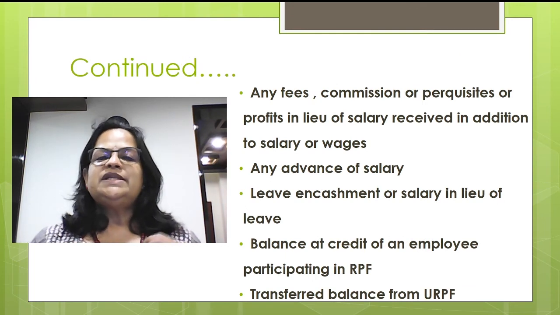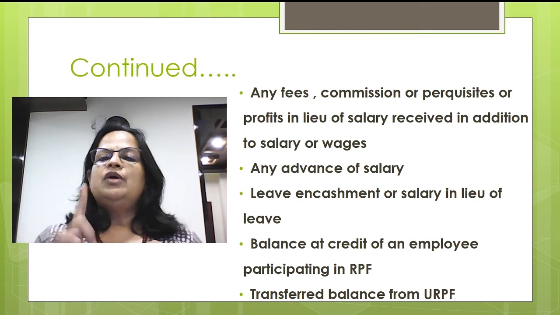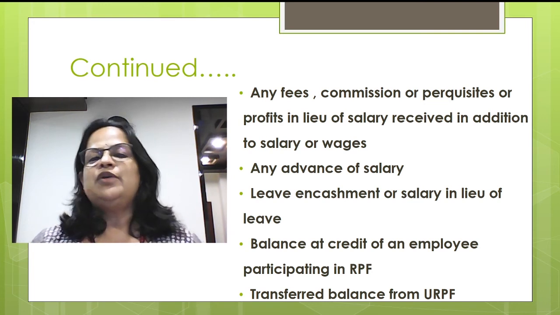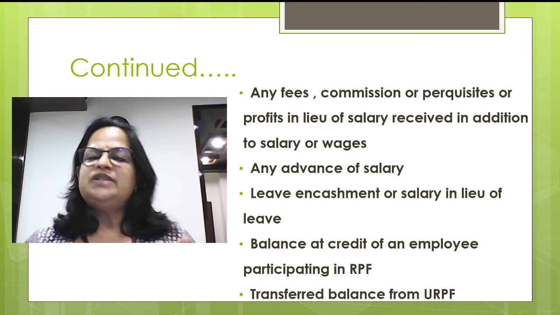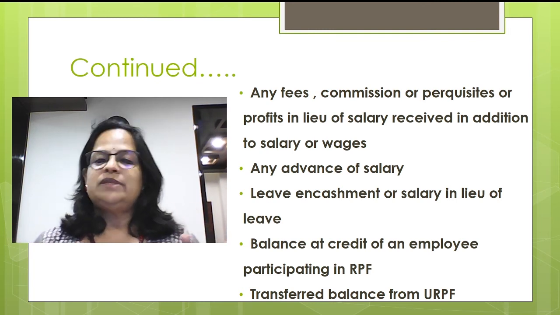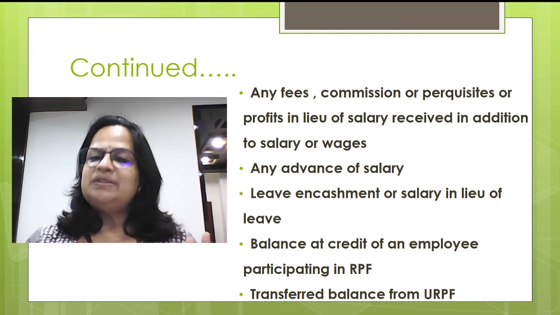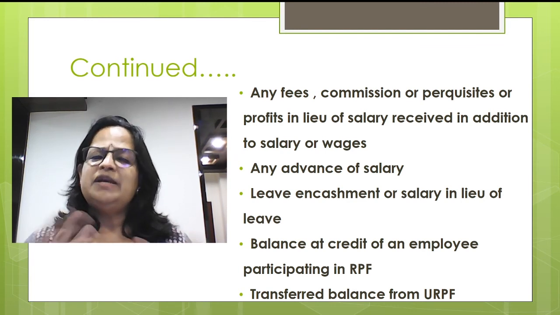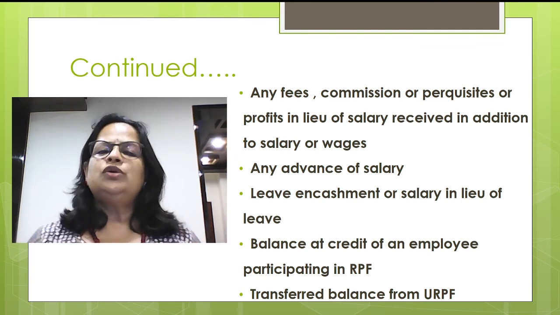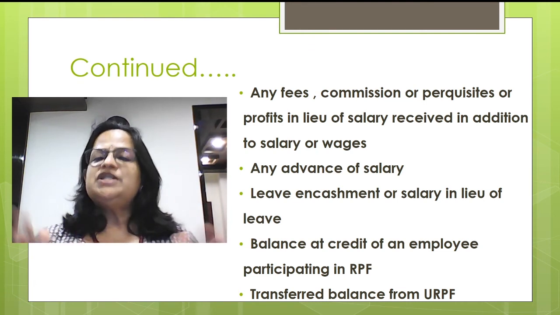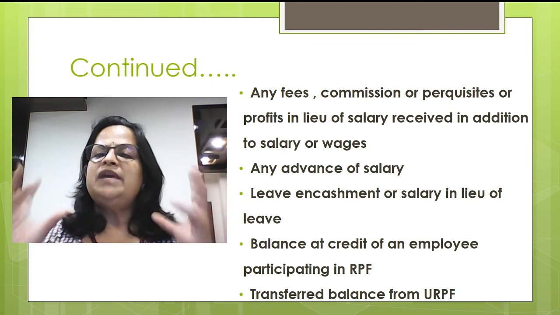Now, next is any fees, commission or perquisites or profit in lieu of salary received in addition to salary or wages. This applies, for example, to a prime minister or president. You know that the presidential bungalow has 340 rooms. The prime minister will get extra security, the office vehicle, the fuel, petrol or diesel, police protection, the cook, the gardener, the palatial bungalow. Everything they will get. So many attractions will be there along with salary for some key positions.